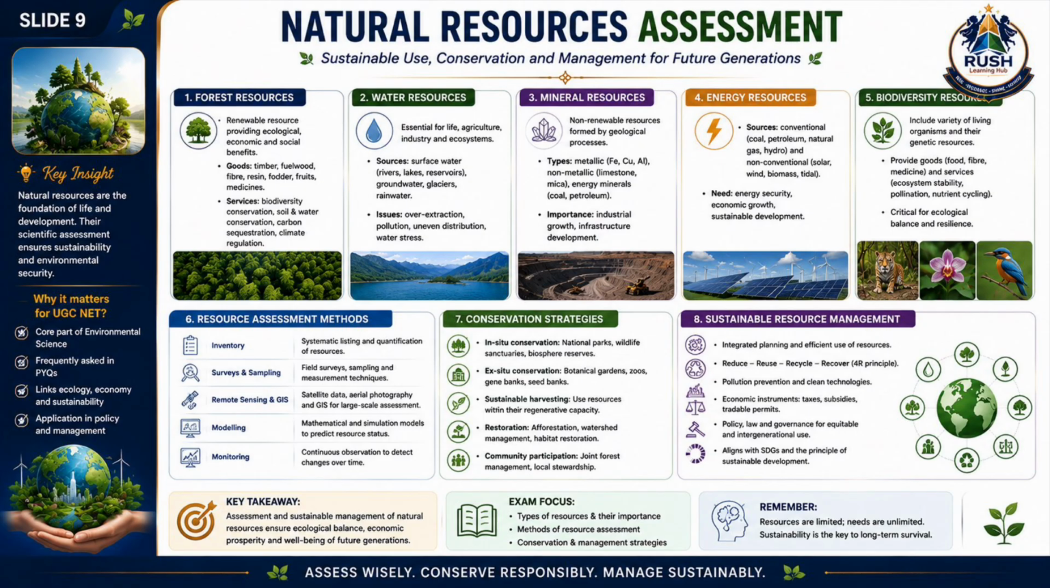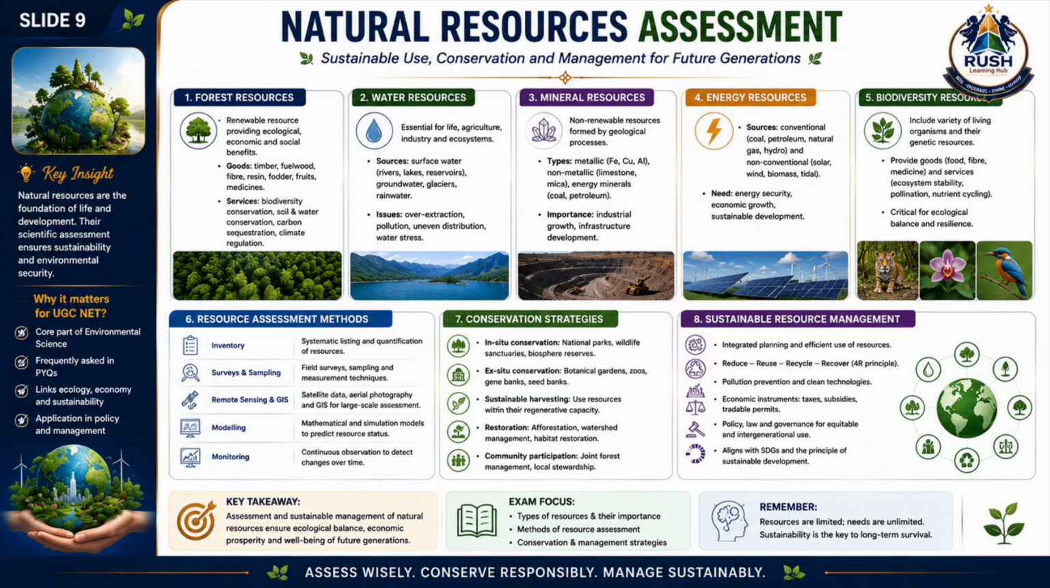Sustainable harvesting ensures that resource extraction remains within the regenerative capacity of ecosystems. Restoration measures such as afforestation, watershed management, habitat restoration, and soil conservation help recover degraded ecosystems. Community participation is increasingly recognized as a key component of successful resource conservation and management. Finally, sustainable resource management integrates ecological, economic, and social considerations.